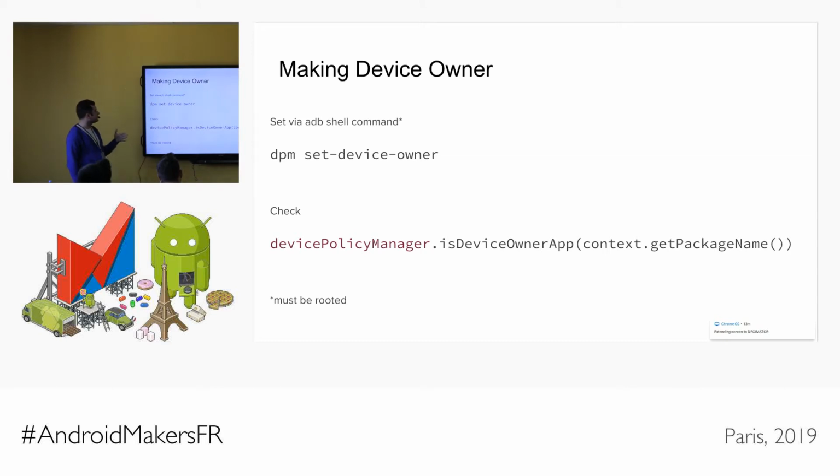The first is making your app a device owner. You can use this command from Device Policy Manager, like set device owner. It's pretty simple. And then your app becomes device owner.